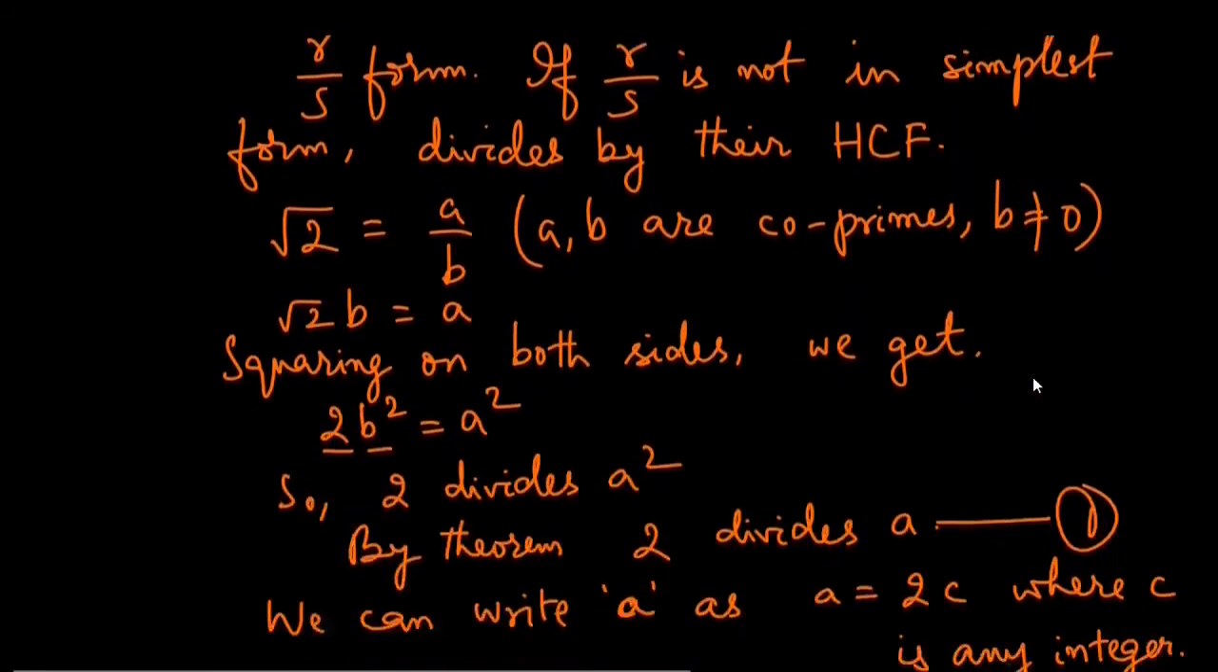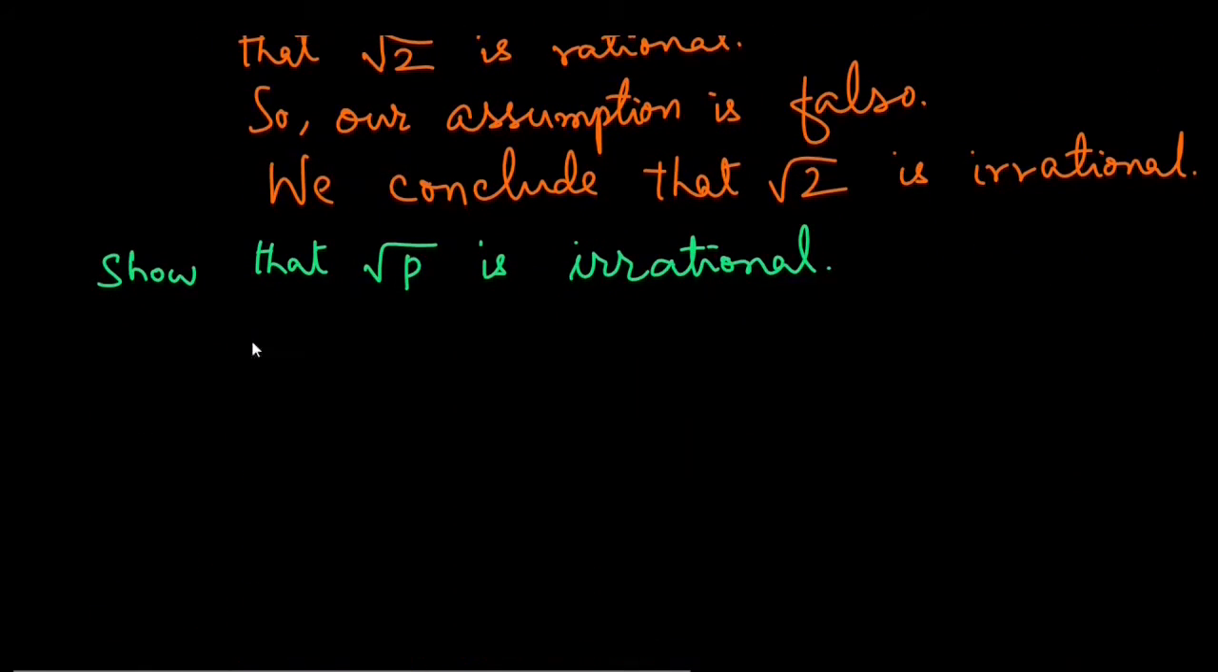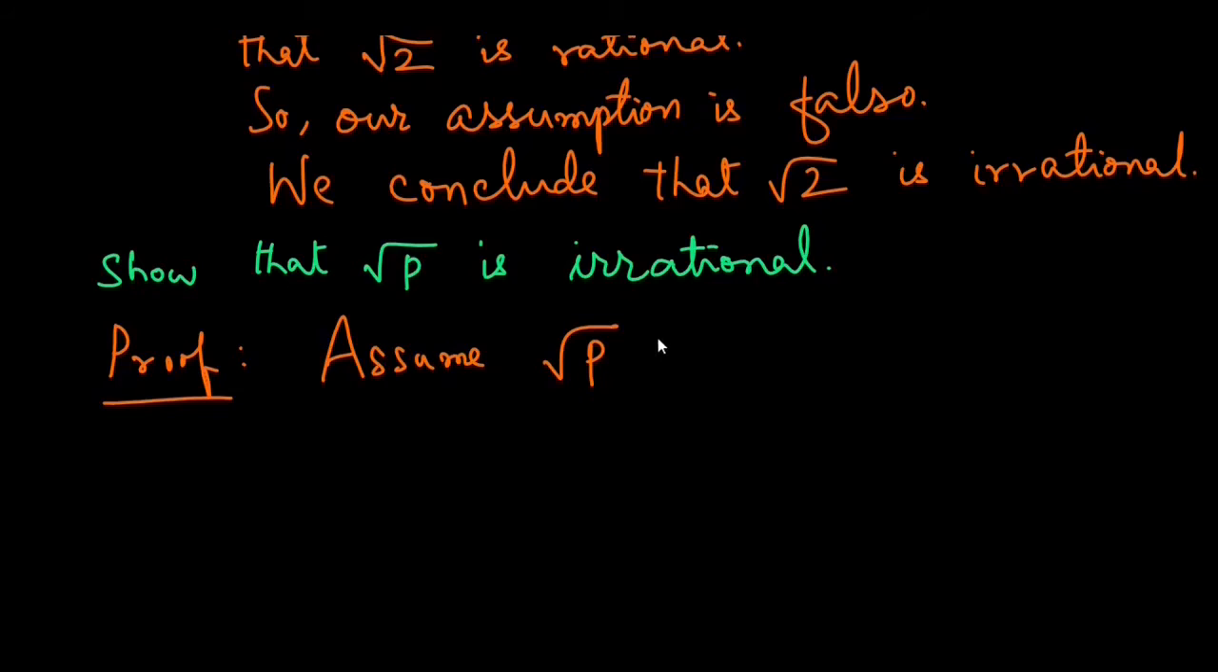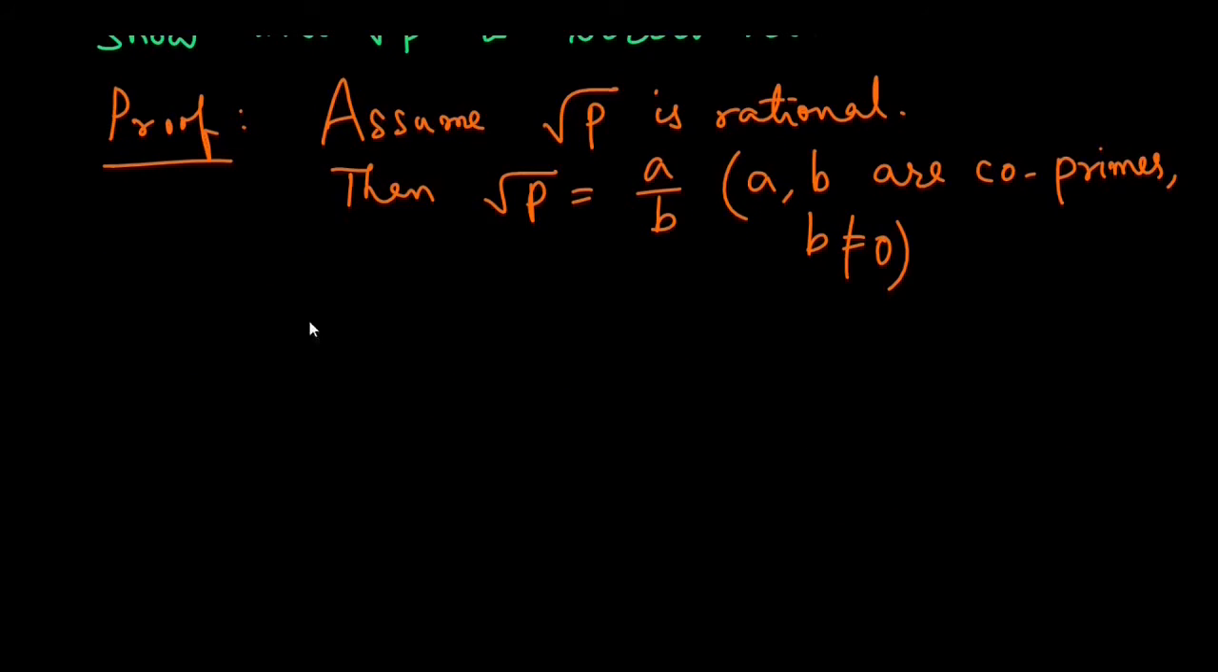In a similar manner, we can show that root 3 is irrational, root 5 is irrational. We can take the square root of any prime number and show that it is irrational. In general, let us take root p is irrational. Proof: assume that root p is rational. Then root p is equal to a by b, where a and b are co-primes and b is not equal to 0. Now let us rearrange this.